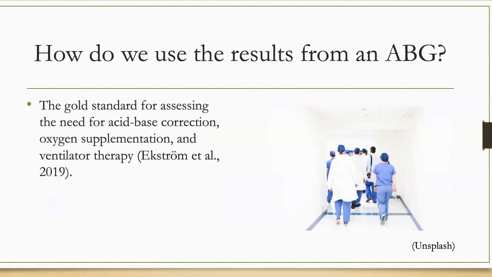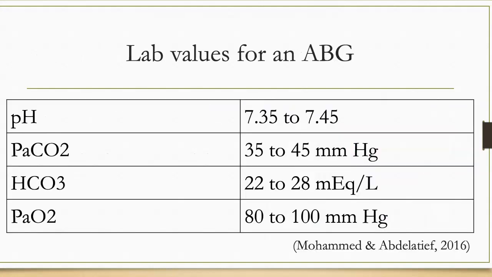How do we use these results from the ABG? Well, we use these results to make sure that the metabolic and respiratory components are being treated correctly and make sure that we are doing the appropriate interventions for the patient. It is the gold standard for assessing the need for acid-base correction, oxygen supplementation, and ventilator therapy.